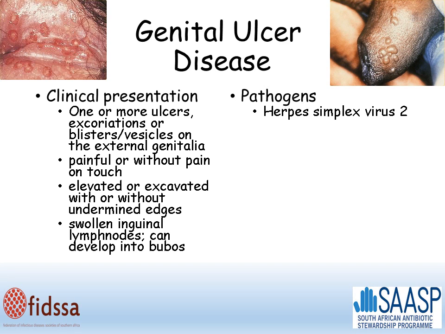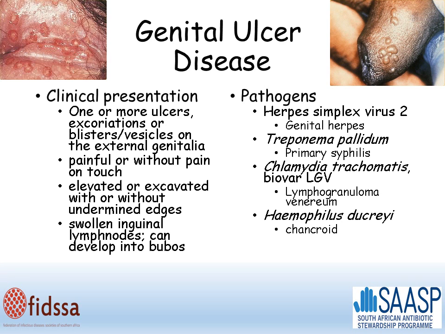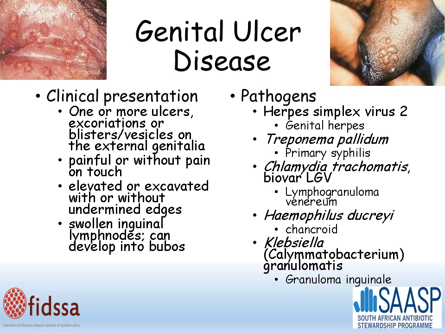The pathogens that cause genital ulcer disease are commonly herpes simplex 2, which is genital herpes, Treponema pallidum, which is primary syphilis, Chlamydia trachomatis, which is LGV, Haemophilus ducreyi, which is chancroid, and Klebsiella, which is granuloma inguinale.